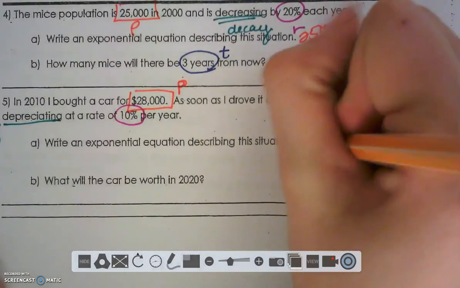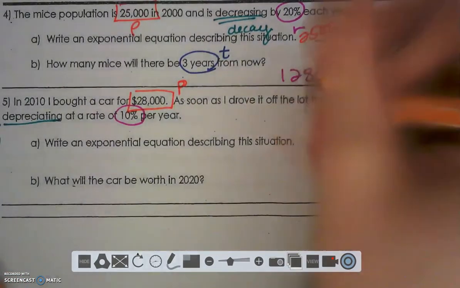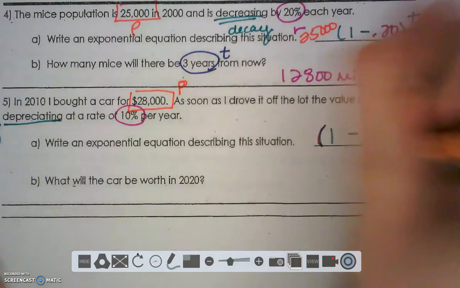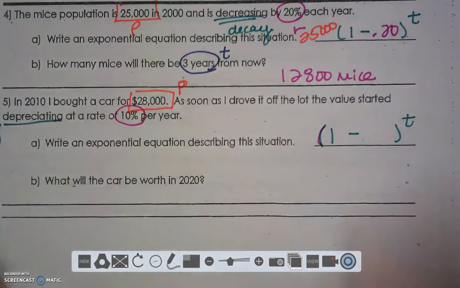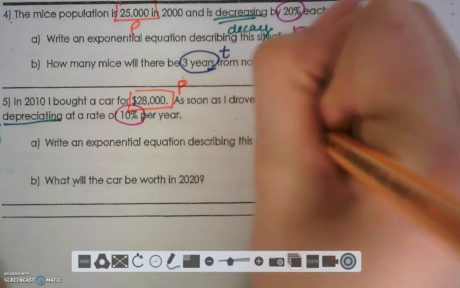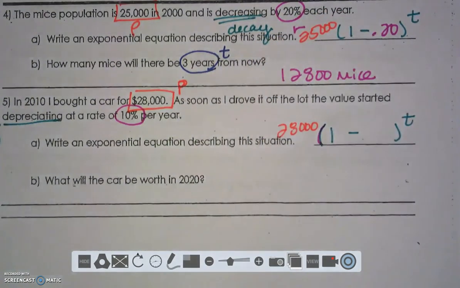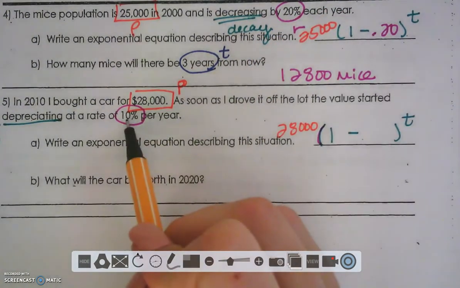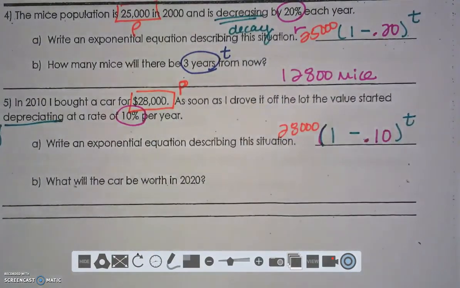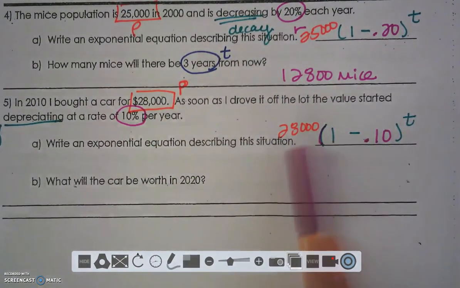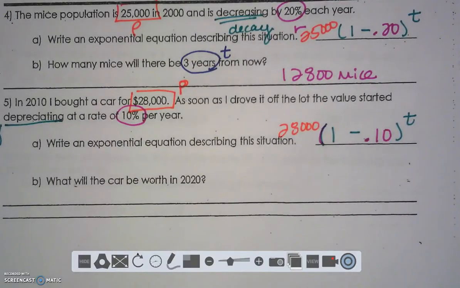They want us to write this function. I chose my wrong color. Okay, so 1 minus, because I know it's decay. My initial amount, my car was worth $28,000. My rate, I have to be sure that I move that 2 decimal places to the left, so it's 0.10. And I filled in the necessary spots for my template.